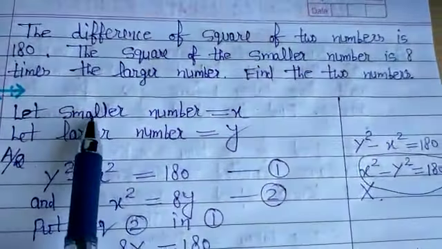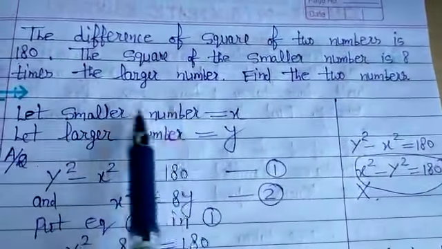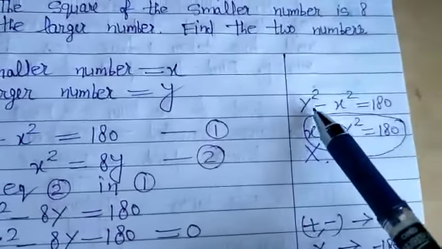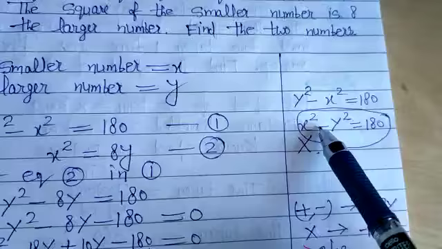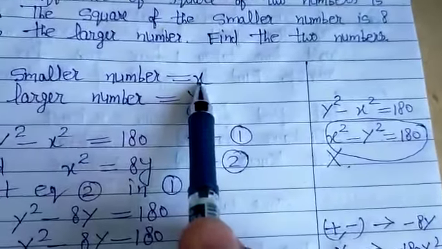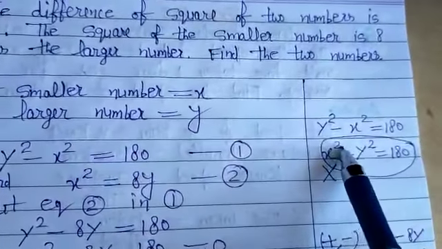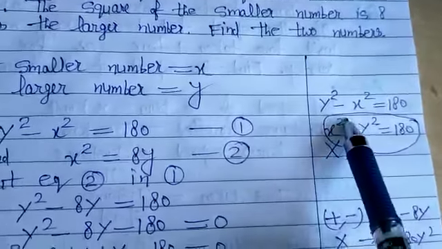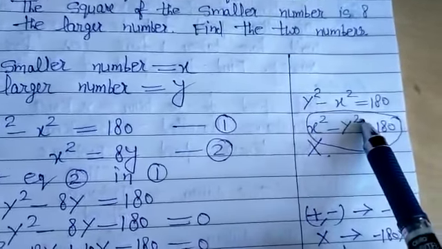The difference of squares of two numbers is given to you as 180, but we can write it this way also, y square minus x square, and x square minus y square. But you see the smaller number is x, so the square of the smaller number will be smaller and the square of the larger number will be larger. So here x square will be the smaller and y square will be the larger.